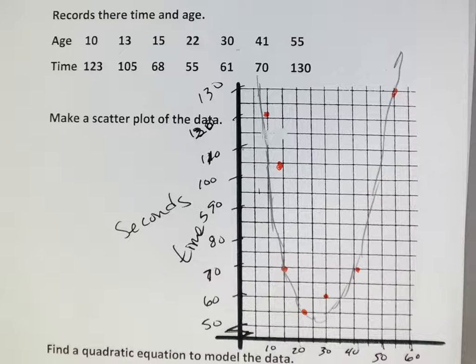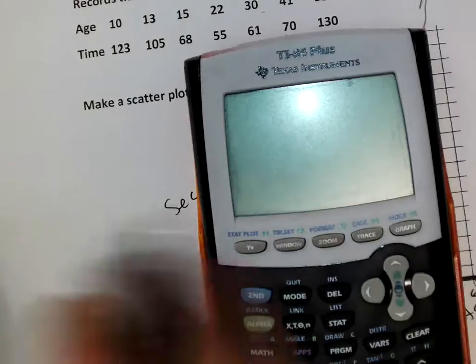We all know that at a certain age you can run your fastest time, and as you get older it slows down. If you're a baby crawling across the track, it's going to be pretty slow. So we do know it has to be a parabola. Again, Isaac's way ahead of me. Isaac, you're putting it in the calculator, right? So let's go to our stat button.